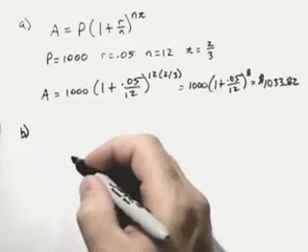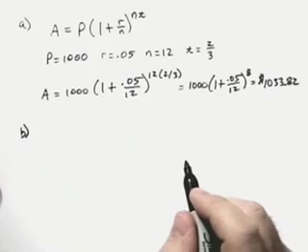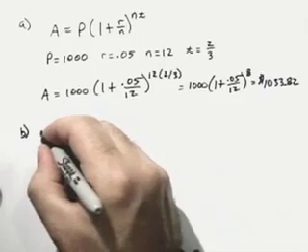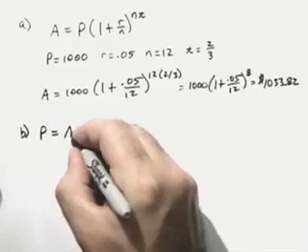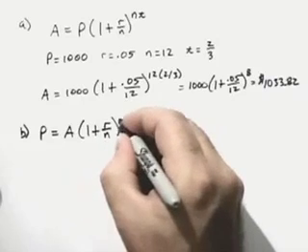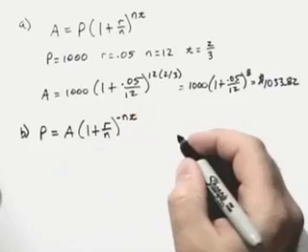In Part B, we again have compound interest, but we're interested in the required present value. So we'll use the present value formula. P is equal to A times 1 plus R over N raised to the negative NT power.